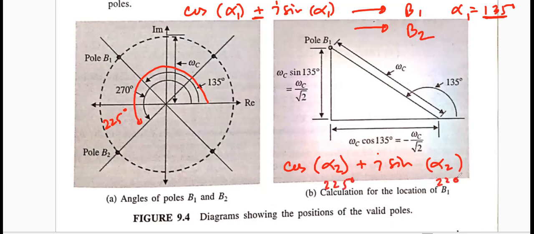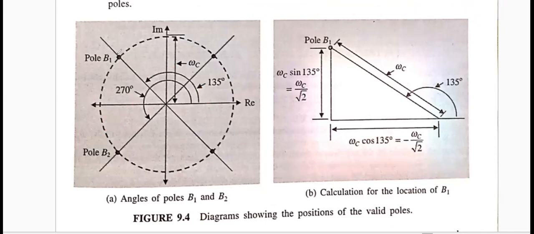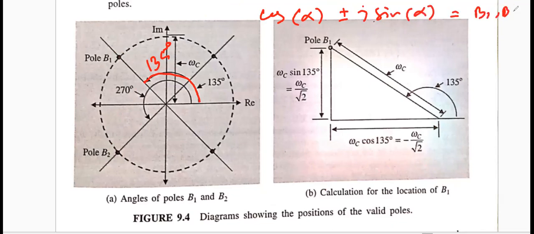So I can understand, I am really very confident about this. You can find the values of B1 and B2 whenever you can find the angle. But for simplicity, if I can find this value 135 with the simple equation cos alpha plus or minus j sine alpha, I can find both B1 and B2. Both are valid poles, where alpha is, for this case, 135 degrees.